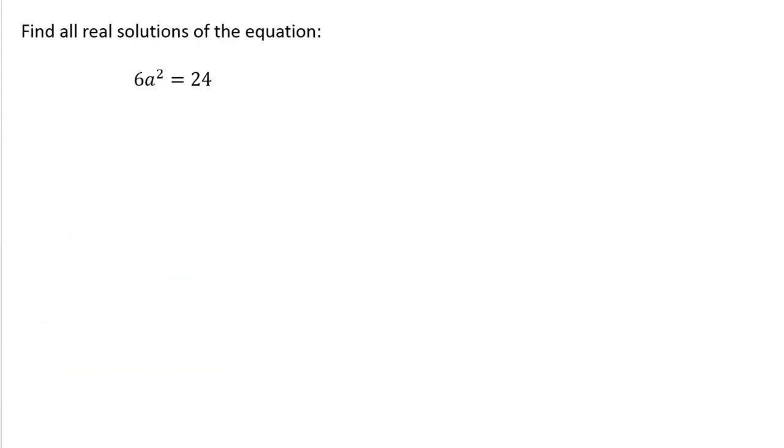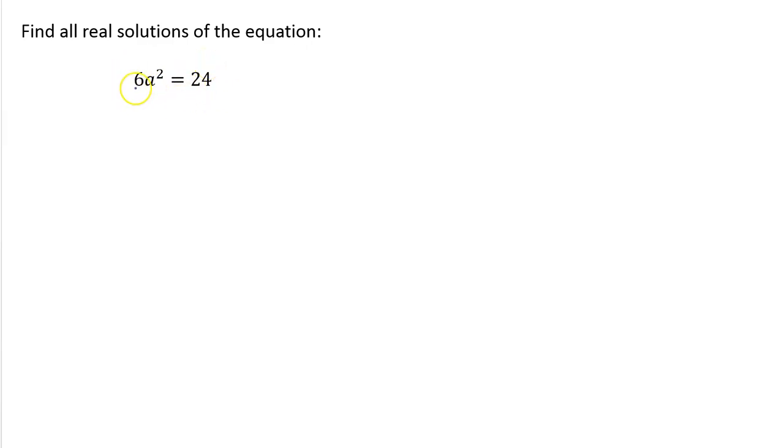Okay, so for our second problem, it says find all real solutions of the equation. Now, on the last problem, I mentioned you could have not real solutions. That's if you find yourself taking the square root of a negative number. So anytime you take the square root of a negative number, you don't have any real solutions in that particular problem. But this one, once again, we could use the square root property because we have something squared equals a number.